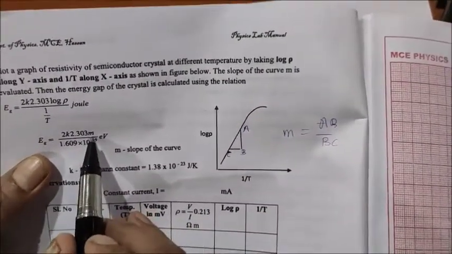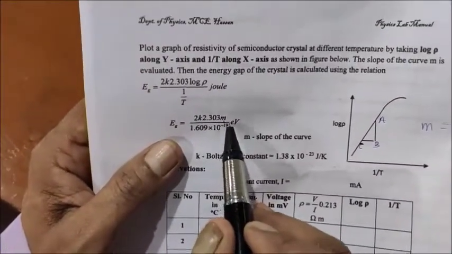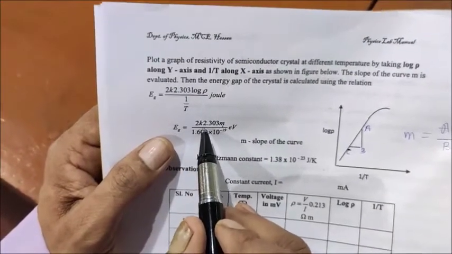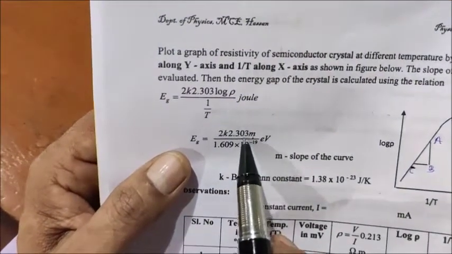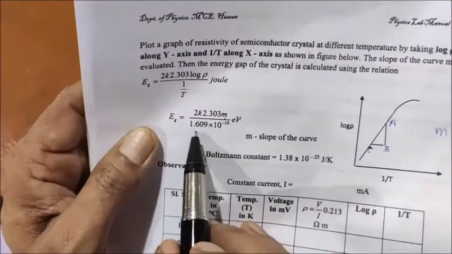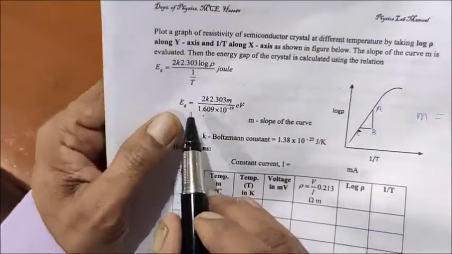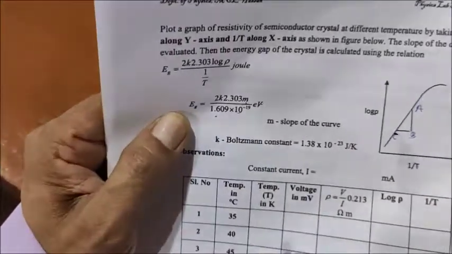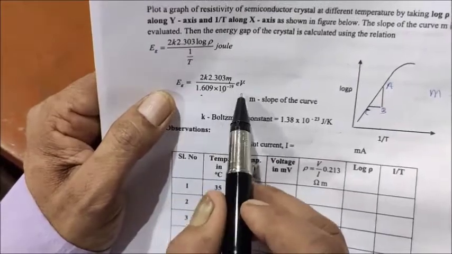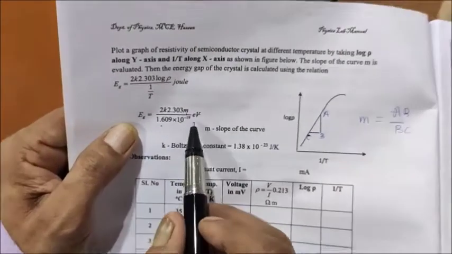You substitute the value of the slope of the graph in this equation given for the determination of the energy gap. That is equal to 2K times 2.303 times M, where K is the Boltzmann constant and M is the slope obtained from the graph, divided by the charge on the electron. So in order to evaluate the energy gap in electron volt, you divide the value by the charge of the electron. Finally, you will get the energy gap of the material in electron volt.